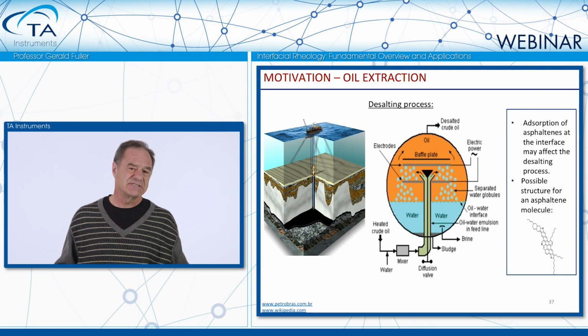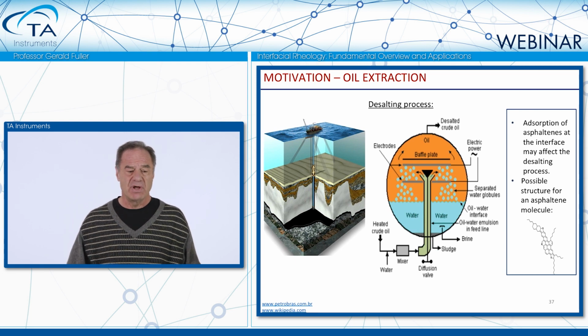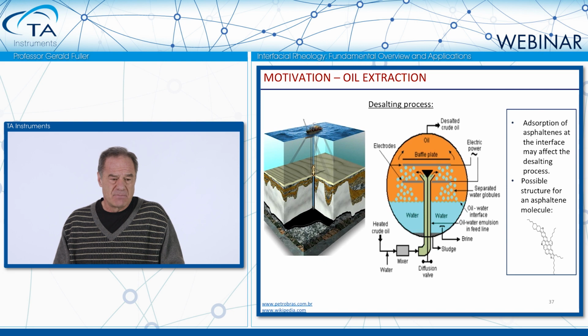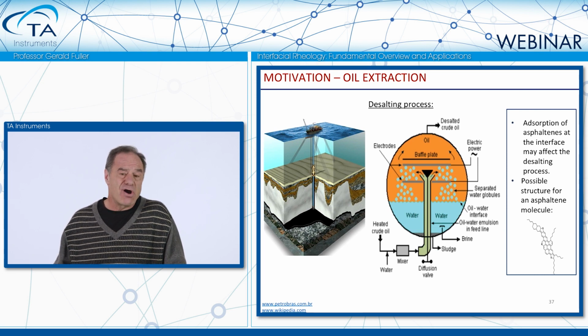But asphaltenes can cause a problem. There's a schematic of one on the very right. These molecules are associated with heavy oils, and they're more and more frequently encountered as we work harder and harder to extract oil out of the ground. These molecules are polyaromatic hydrocarbons. They're quite polar. You can see the cyclic rings here, and then you have aliphatic tails.